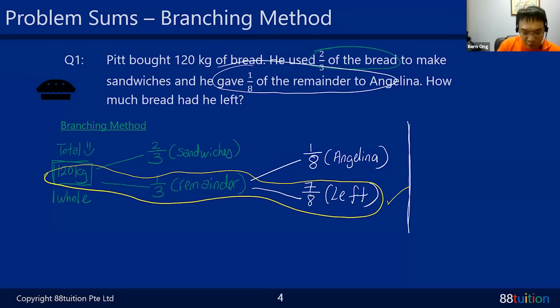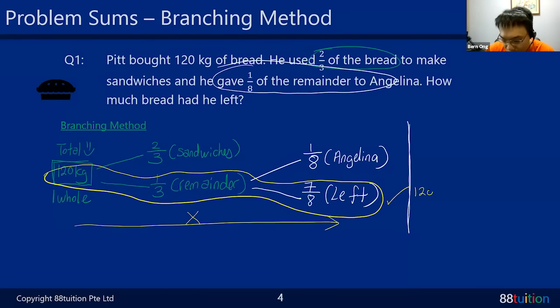So remember, from here to here, you have to do a multiplication. So you start off by saying, okay, 120 kg times what? Times the 1/3 times the 7/8. And do you know that you get the answer immediately? Don't believe, press your calculator with me. Come. 120 times 1/3 times 7/8. The answer is, can you see? 35 kg. Immediately.